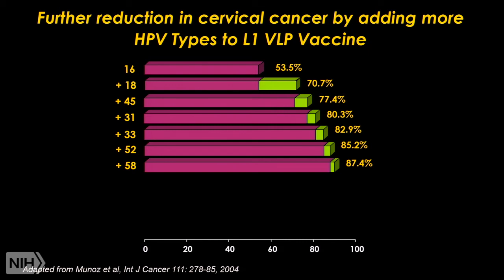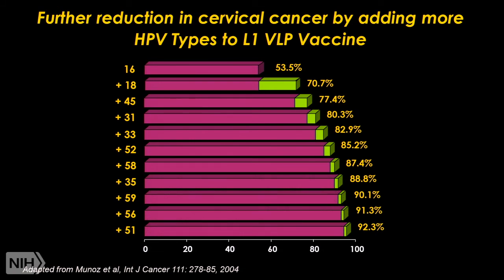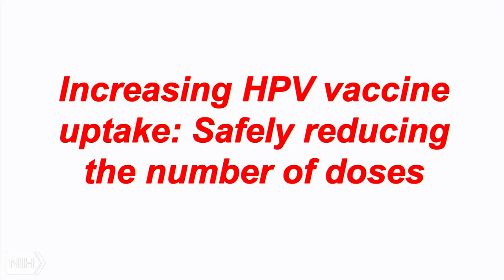There was one case of moderate and high-grade cervical dysplasia in the Gardasil 9 group versus 27 cases in the Gardasil 4 group. But there still are a few potentially oncogenic infections which are not protected by Gardasil 9, but it clearly protects against many more than Gardasil 4. So the last part, which is really divided into two parts, is talking about increasing vaccine uptake by safely reducing the number of doses.